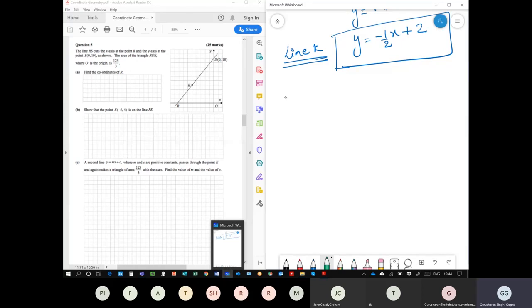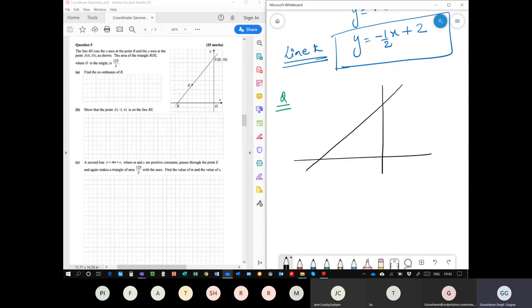Okay, so let's do this question. The line RS. The good thing is they already gave you the diagram, and they give you all the information, for example, the coordinate of S. Let me draw this quickly. That's point E, that's S, 0, 10, that's origin, that's R. So first draw this. This is obviously the x-axis and y-axis.